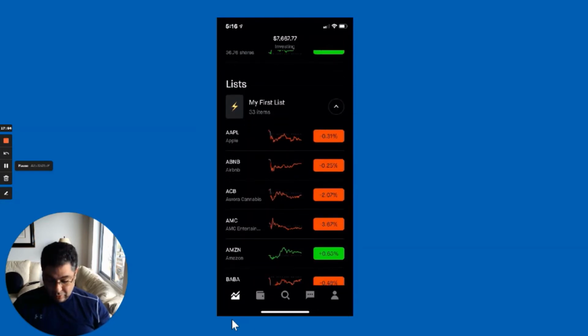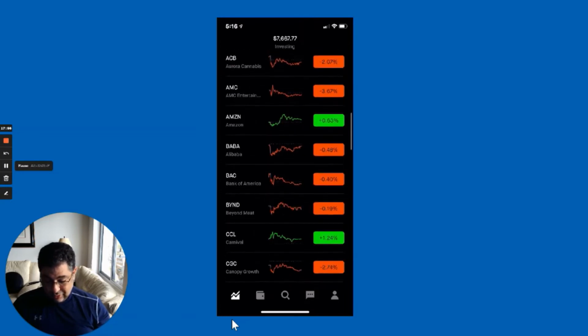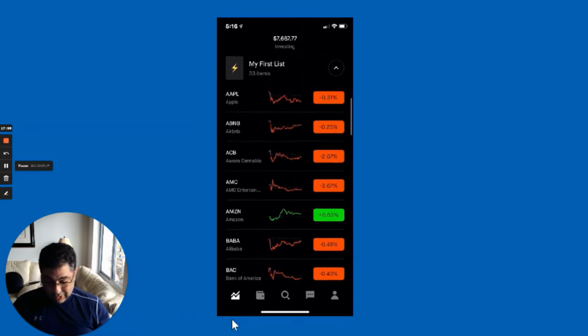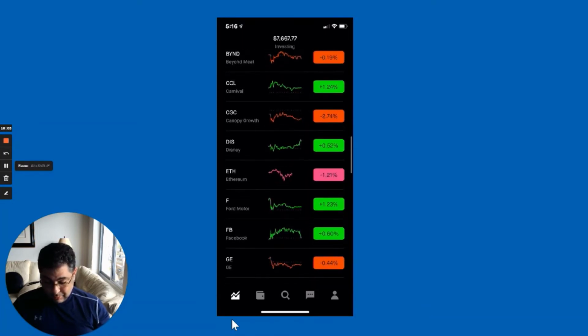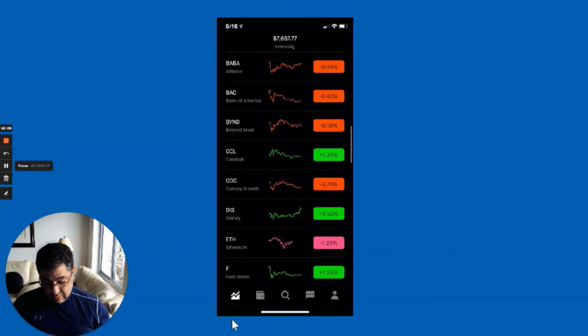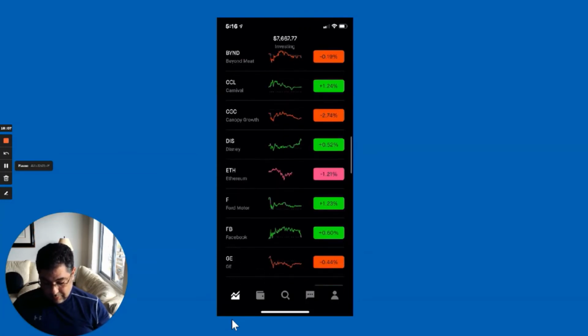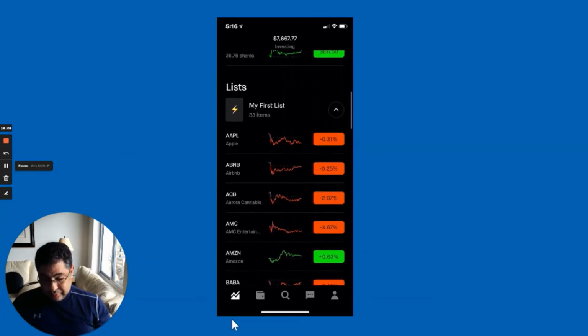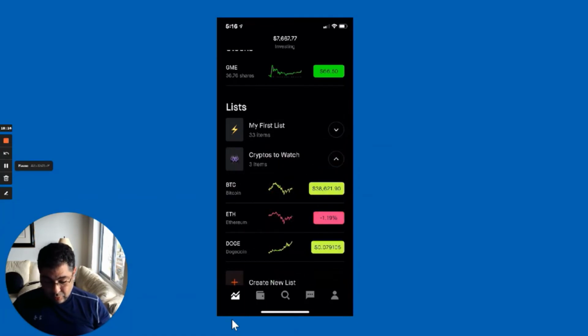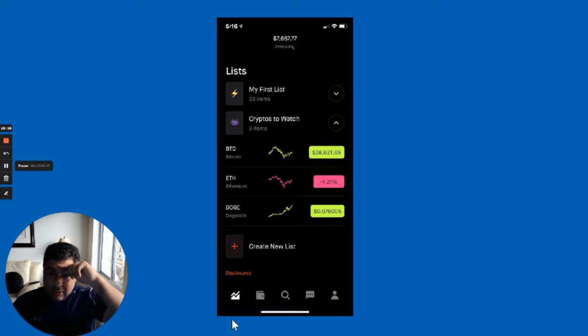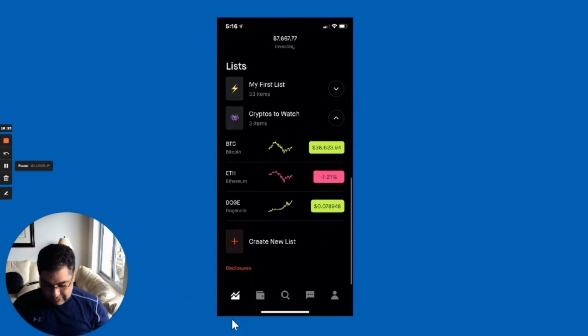All right, and you can very quickly see any of these. The ones in red are the ones that closed down. In green is when they're up. Okay, to close this list, you click here. Now you have cryptos to watch. So I have 3 cryptos to watch. I have Bitcoin, Ethereum, and Doge. And I can create a new list.